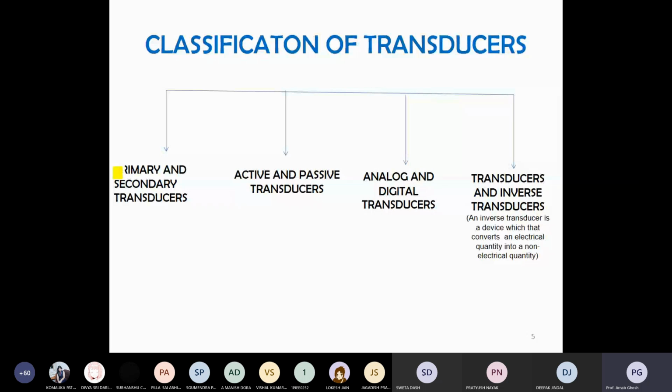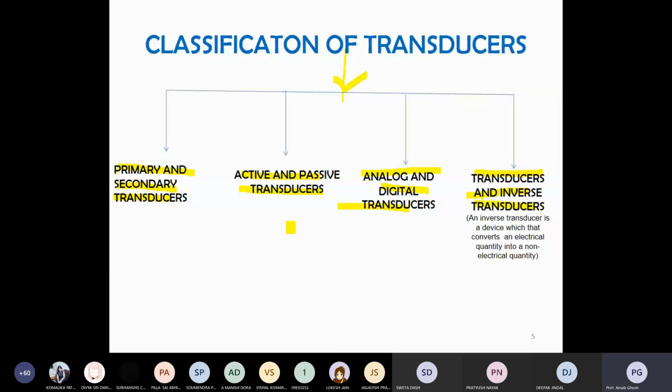Okay, so what are the most important classifications? Right now we have discussed the transducer. The classifications of the transducer are: primary and secondary transducer, active and passive transducer, analog and digital transducer, and transducer and inverse transducer. So what is the primary and secondary transducer?